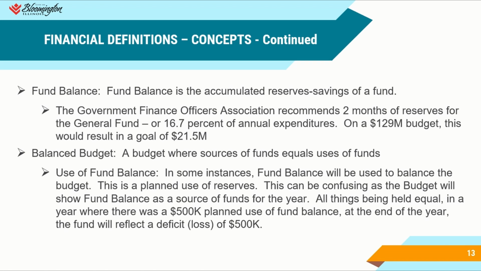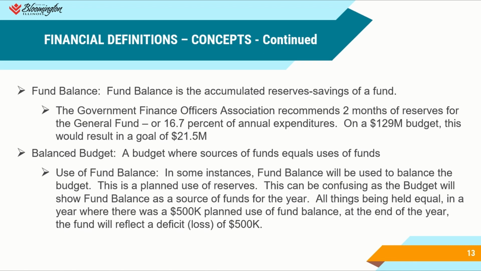Fund balance. Fund balance is the accumulated reserves savings of a fund. The Government Finance Officers Association recommends 2 months of reserves for the general fund, or 16.7% of annual expenditures. In the fiscal 2024 budget that we have used in this example, the budget is $129 million. This would result in a goal of $21.5 million.